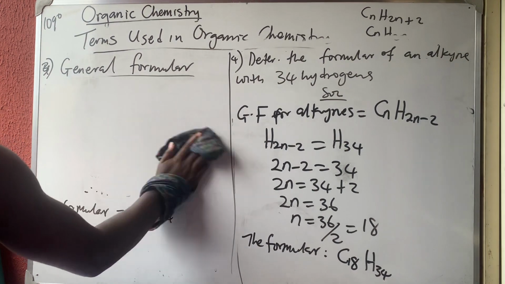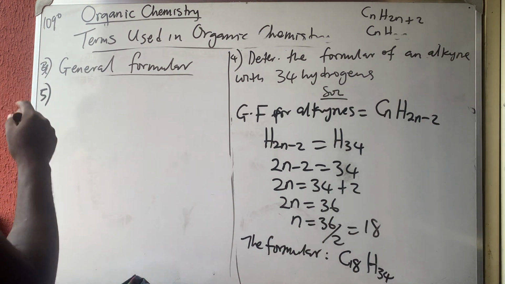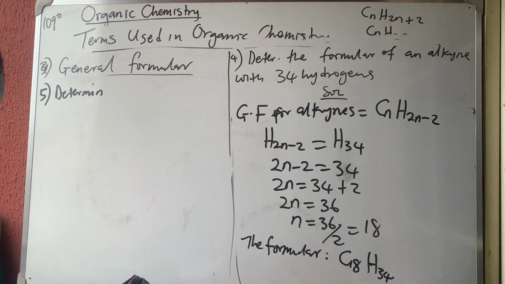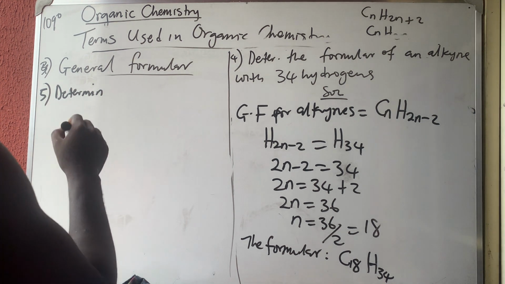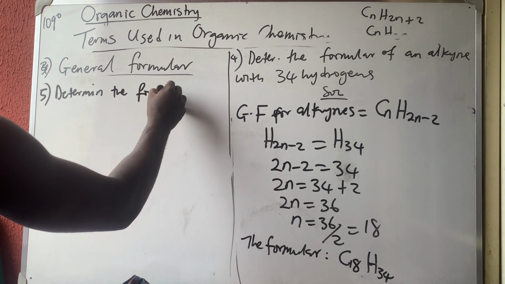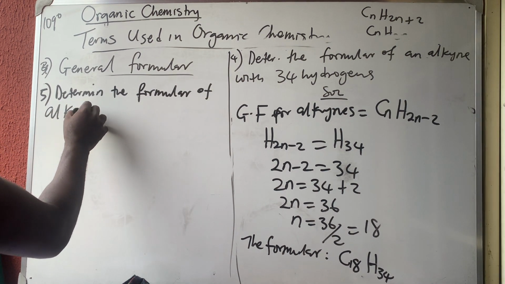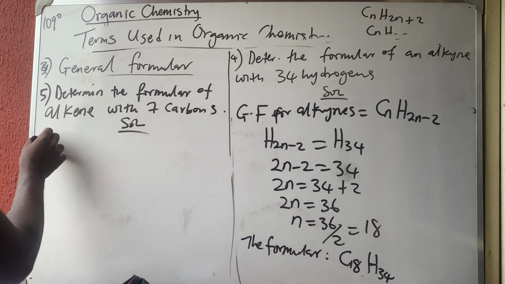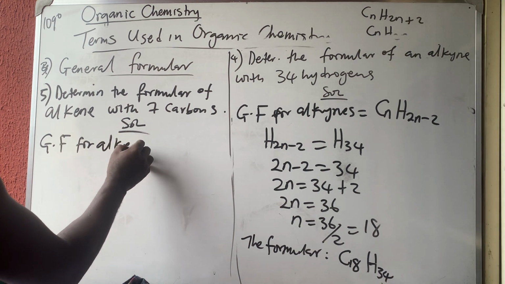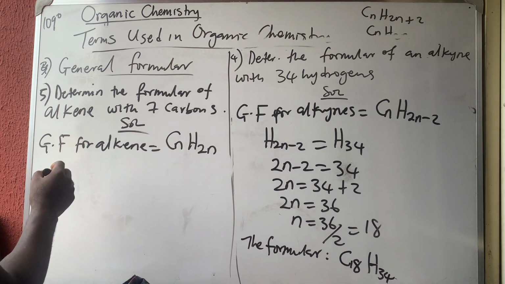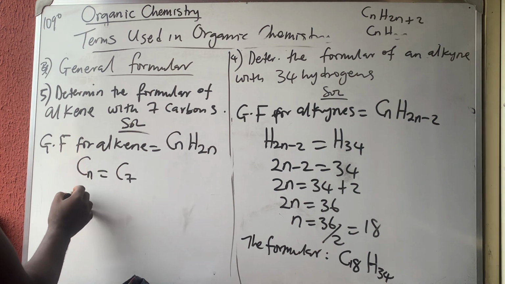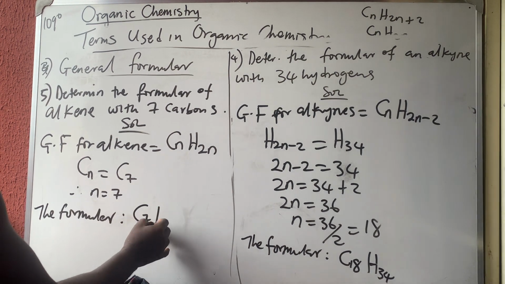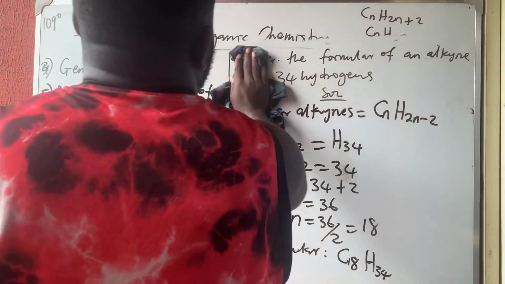Question number 5. Question number 5, determine the formula of alkene. Determine the formula of alkene with 7 carbons. Okay, solution, very simple. We know that the general formula for alkene is CnH2n. So they say that the number of carbon is just 7 carbons. So if C cancels C, therefore my n is equal to 7. So the formula becomes C7H, 2 times 7, 14. C7H14.